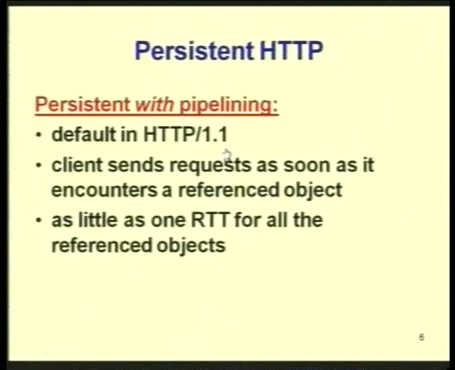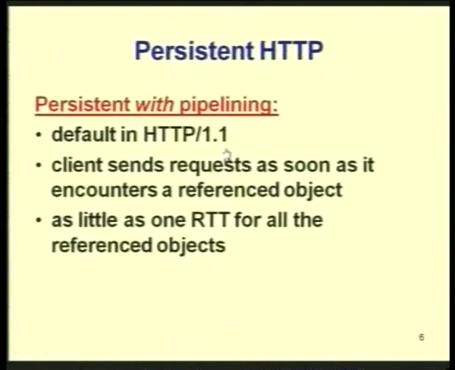In persistent HTTP with pipelining, which is the default in the HTTP 1.1 version, the client sends requests as soon as it encounters a referenced object. Coming back to our example again, where we have 10 different objects to be retrieved. First, a TCP connection is established, you get back the base page, 2 RTTs for that. After receiving the base page, you realize that there are 10 different objects referenced in that page. So, all the 10 requests for these 10 different objects are now sent immediately. That is, as soon as the client identifies a referenced object, it sends out a request for that.